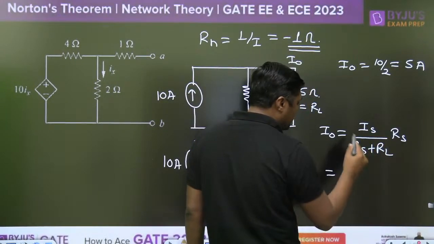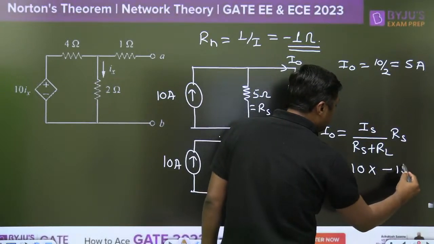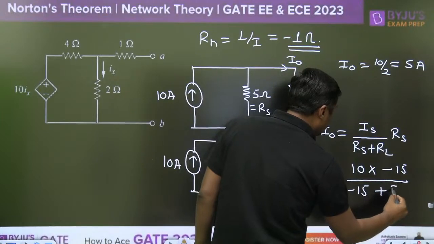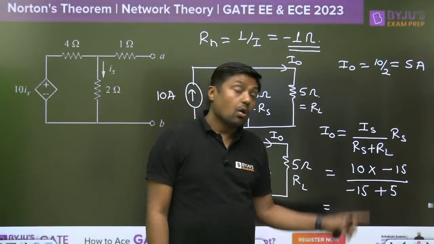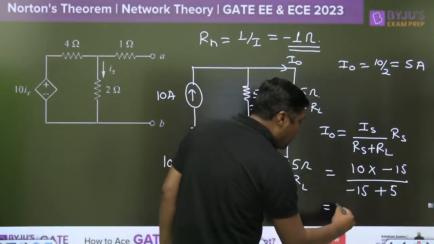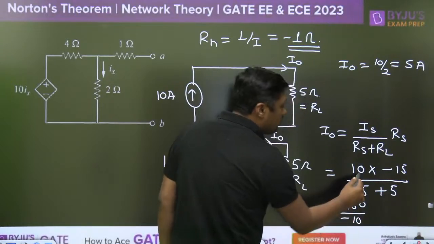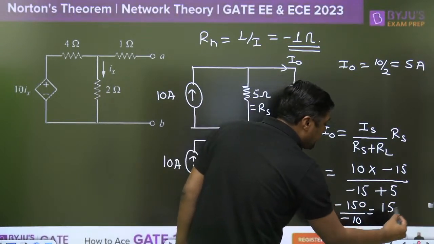Now try to understand what is the IS 10, what is the RS minus 15, what is the RS minus 15 plus what 5. Tell me what will be the current. What will be the current in this case? It will become minus 150 divided by what? Minus 10. Minus 150 divided by minus 10, minus minus cancel out, and the current is 15 ampere.